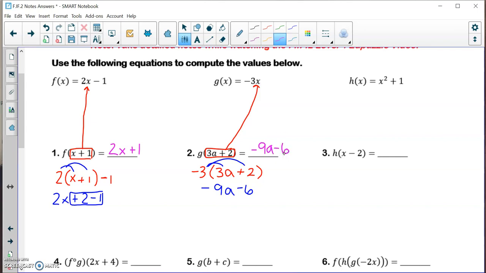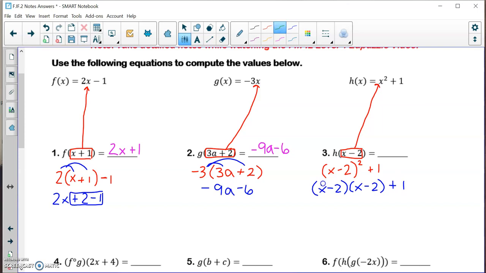All right, and number 3 says h of x minus 2. So I'm going to put this x minus 2 in for x in my h of x function. So I have an x minus a 2 squared plus a 1. Now an x minus a 2 squared, I do need to rewrite as an x minus a 2 times an x minus a 2, and now we're going to FOIL.